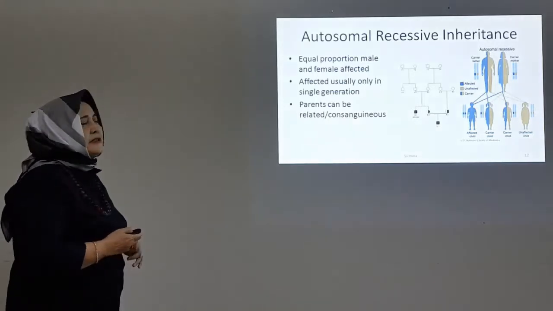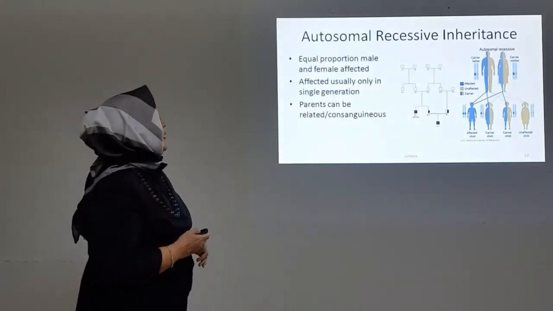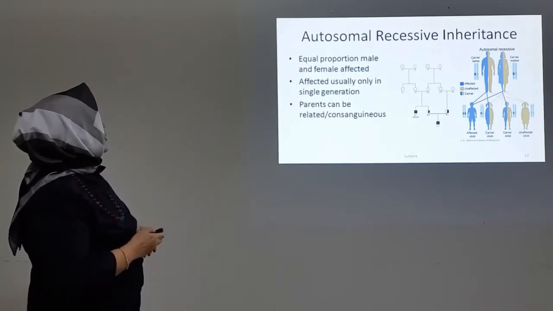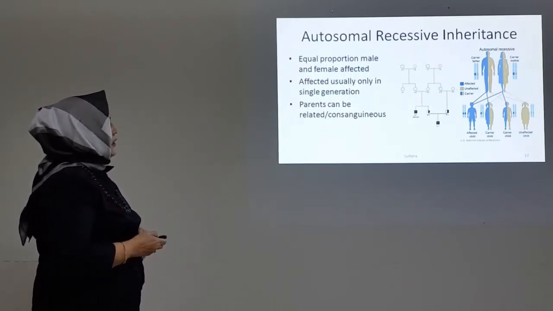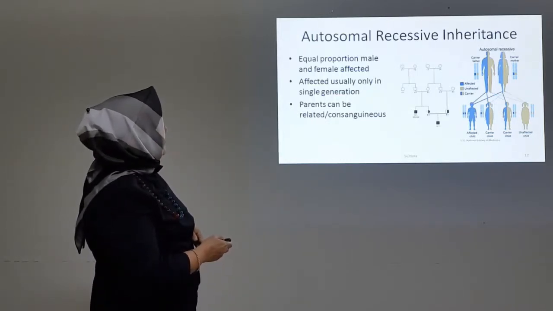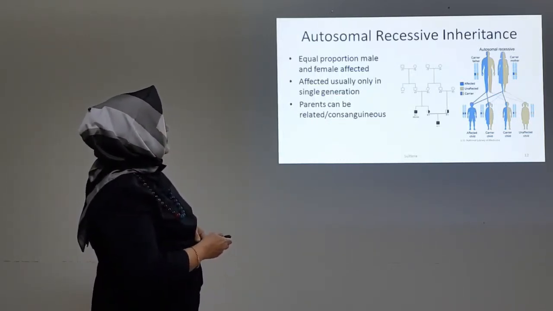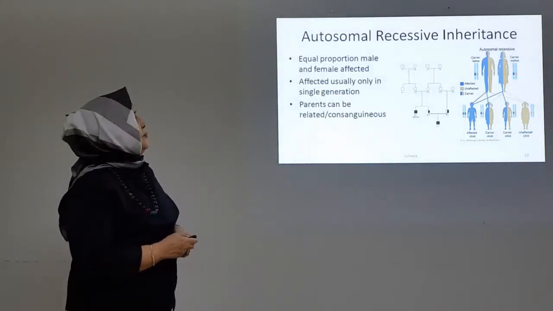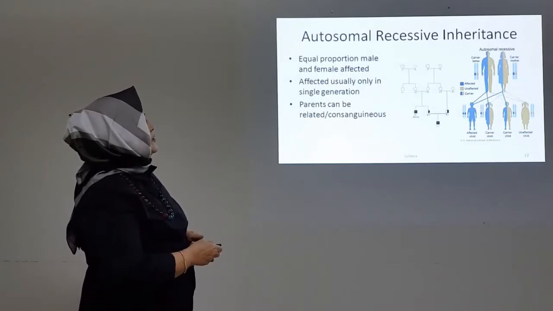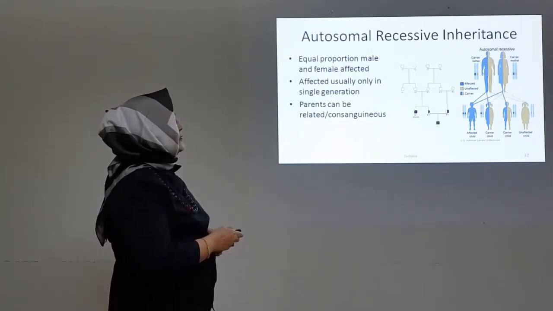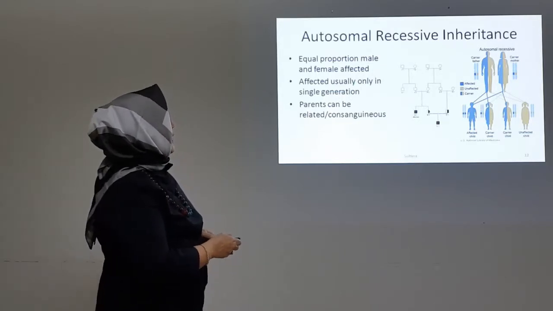Now for the Mendelian inheritance. I already mentioned there are 4 types of Mendelian inheritance. The first one is autosomal recessive. You see this pedigree. Both parents have an abnormal gene, so they carry the abnormal gene, but they are normal. But the child, because this child got the abnormal gene from both parents, will be affected.